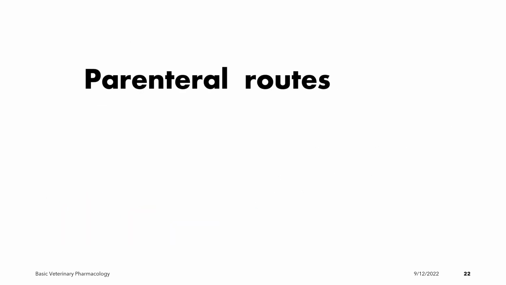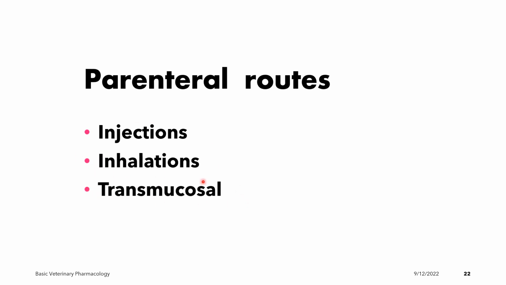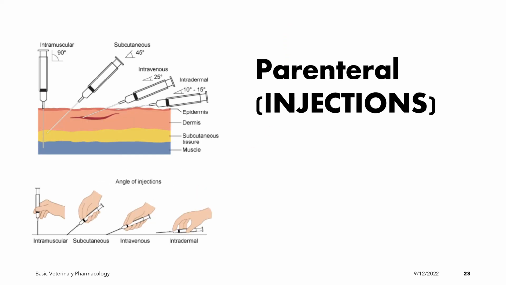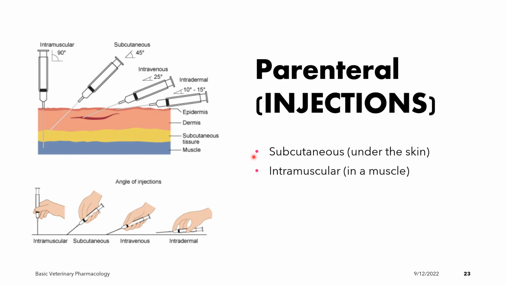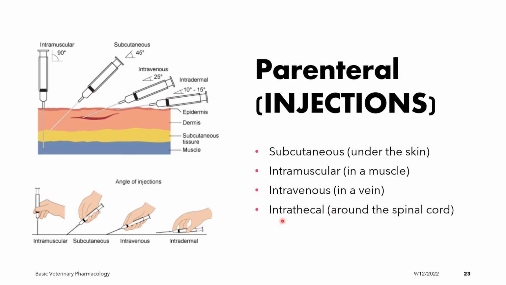The parenteral routes include injections, inhalations, transmucosal, and transcutaneous drug administration. Administration by injection includes the following routes. First, drugs can be administered beneath or under the skin, so that is known as the subcutaneous or SC drug administration. We also have drugs that can be administered in the muscle, intramuscular IM, in a vein, intravenous or IV, and intrathecal around the spinal cord, intraperitoneal, meaning within or through the abdomen.